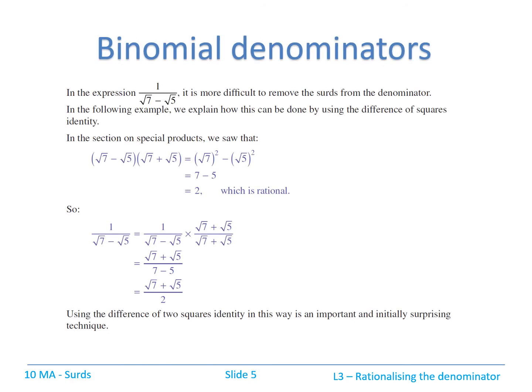Okay, binomial denominators. This is when you don't only have one term on the bottom, you have 2. So here in the expression 1 on root 7 minus root 5, it's more difficult to remove the surds from the denominator. However, we've learnt a little trick. Difference of 2 squares allows us to get rid of the square root in any term. If we multiply something by its conjugate, where we change the sign in the middle, then we'll end up with a difference of 2 squares, and we'll end up getting rid of the square roots.